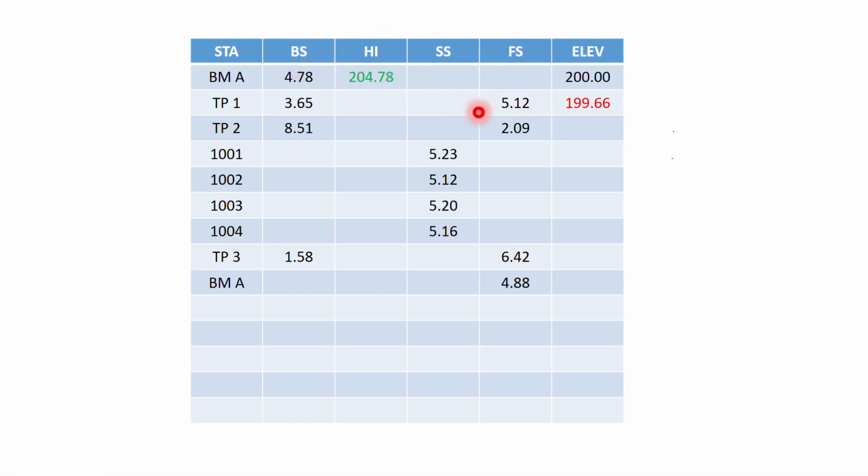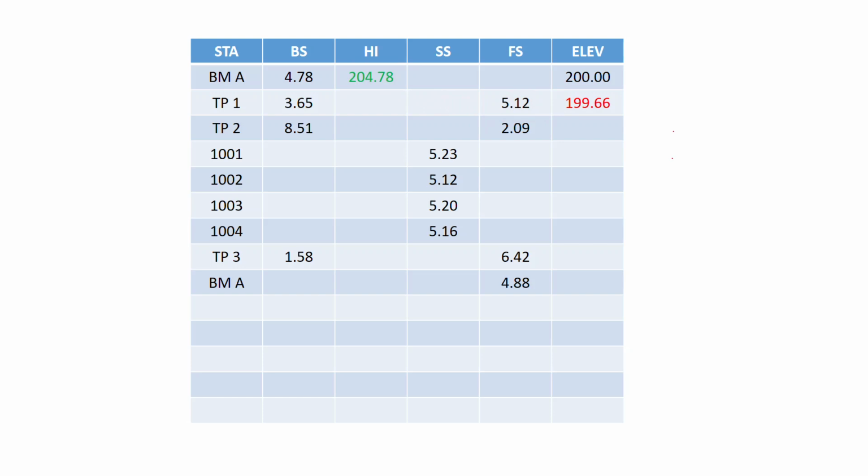We then come down to our first foresight to turning point number 1, subtract the foresight to get the elevation. So 200 plus 4.78 is 204.78 minus 5.12 equals 199.66. And that is the elevation of turning point 1. It's that back and forth sequence of adding then subtracting that allows you to reduce a series of differential level notes.